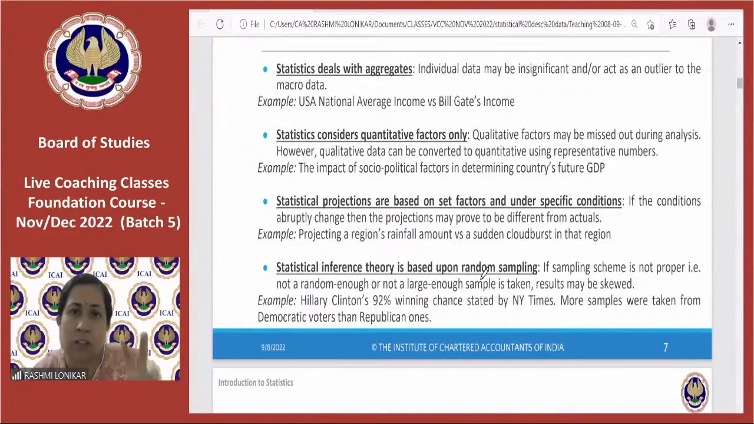Like when the elections happened for Hillary Clinton, the sampling was collected from mostly Democratic voters' families, and so it was showing that she had a chance of winning. Her winning chances were 92%. But if more Republican families had also been surveyed, then the projections would have been different. So it is imperative that the sampling be done properly.